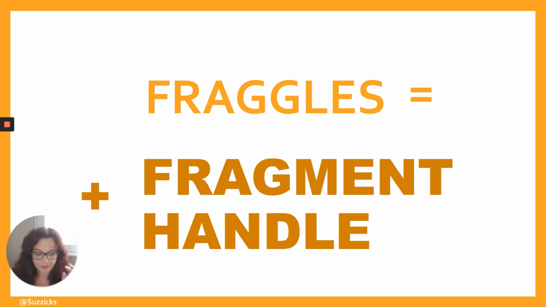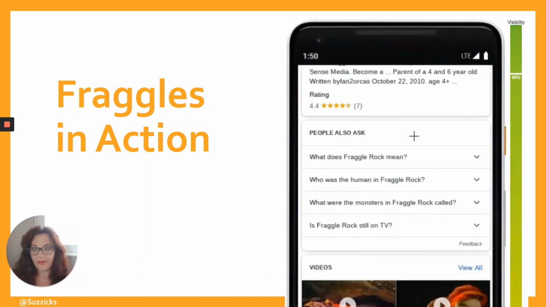fragments again. Now, the other interesting thing here is that, yes, the way we did it was we added the jump link to our code, but it seems that in some cases, Google is actually overlaying their own link to that piece of content, even though there isn't a handle or a jump link coded into the page. So let's take a look at some Fraggles in action.